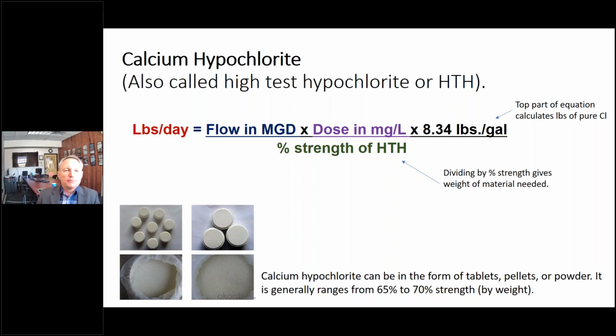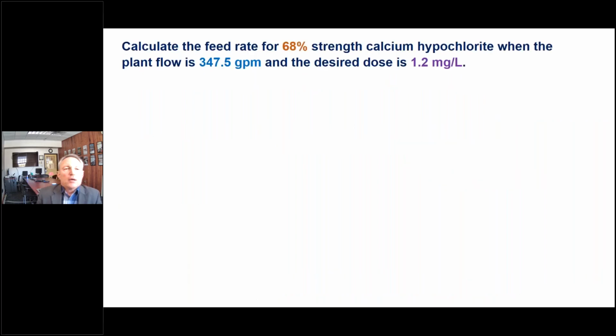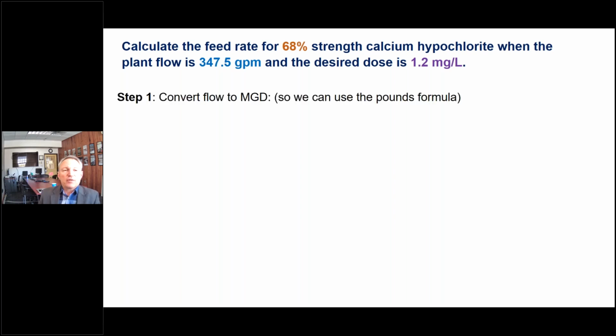So let's try it out. Here we have a calcium hypochlorite powder that is 68% strength. Our plant flow is 347.5 gallons per minute, and the desired dose is 1.2 milligrams per liter. Now I see right away we're going to have to convert that 347.5 gallons a minute to a different unit. And what is that unit? Well, we need it to be in the form of million gallons per day. So let's see, we'll just use this problem to show that conversion.